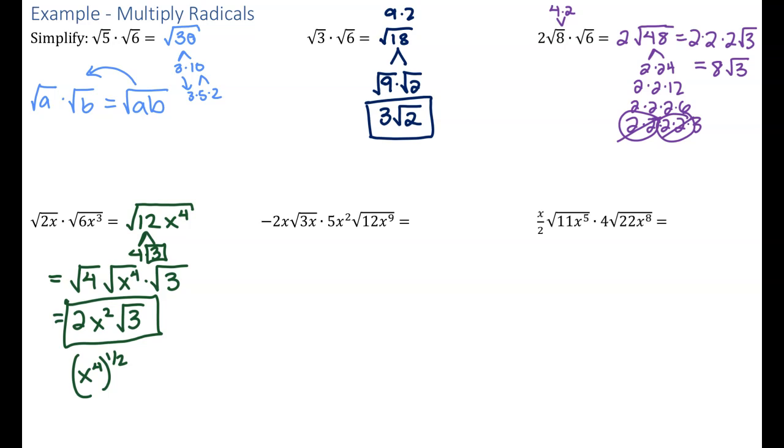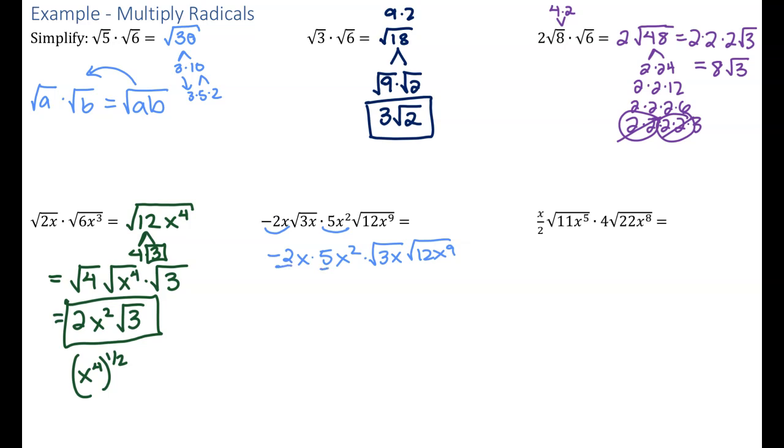All right, let's look at another one where we actually have things out in front of the square root already. So remember that multiplication can happen in any order, so I'm actually going to regroup a little bit. And you don't have to write this step out, but I just want to make sure everybody sees what I'm doing. I'm just rearranging and saying I can multiply the negative 2x by the 5x squared, and I can multiply the root 3x by the root 12x to the 9. And order doesn't matter in multiplication, so you can write it with those things grouped together.